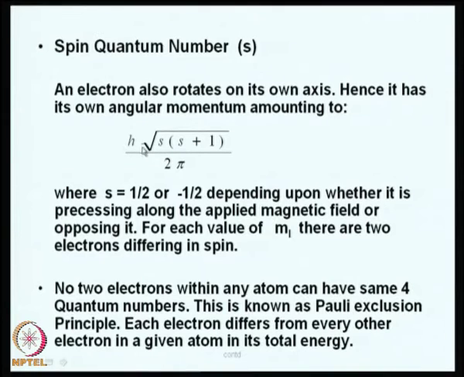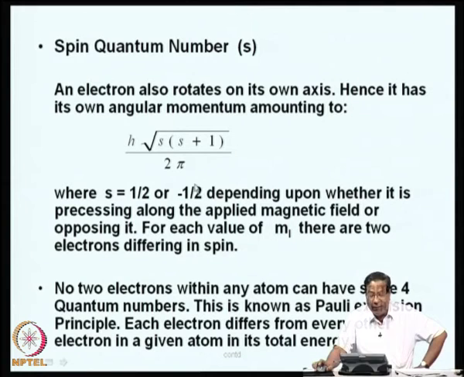So, the electron has its own spin quantum number, which means it can precess on its own axis. That angular momentum is defined by Planck's constant multiplied by the square root of s into s plus 1, divided by 2 pi. The value of s is given as 1/2 or -1/2, depending upon whether it is precessing along the applied magnetic field or opposing the magnetic field.